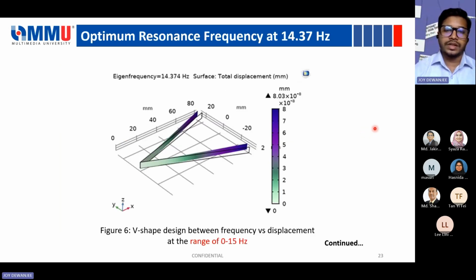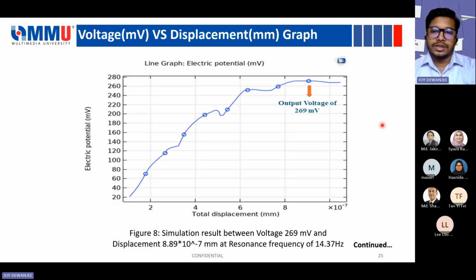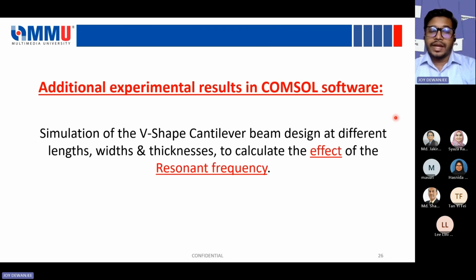And so we found that the optimum resonance frequency is 14.374 hertz, which is our optimum resonance frequency for the application. For this frequency, we have found the voltage, and this is the voltage graph here. The 269 millivolt is the optimum voltage we have found here. Some additional results for the length, width, and thickness to calculate the effect on the resonance frequency.